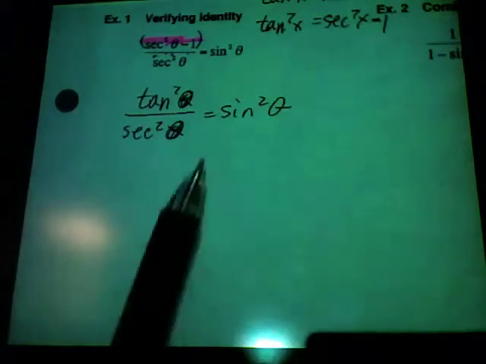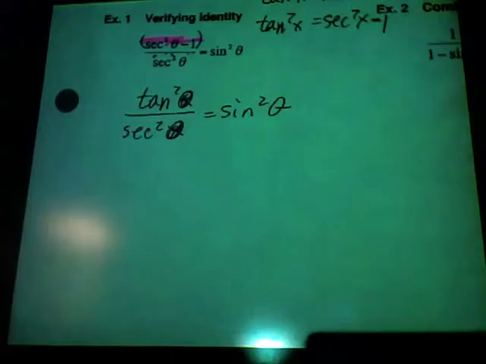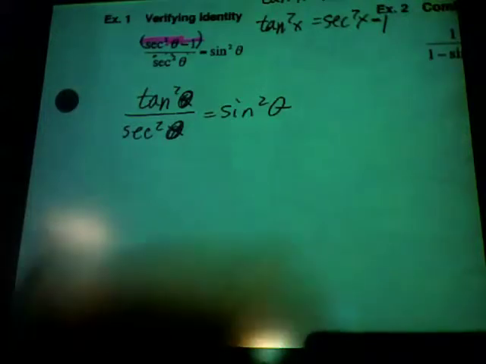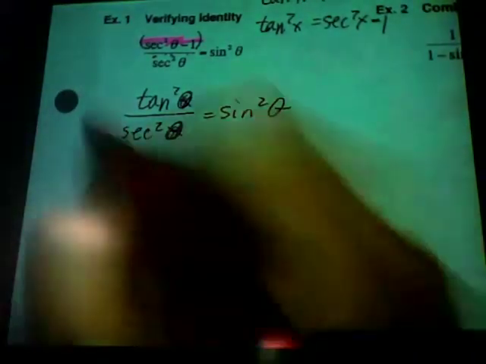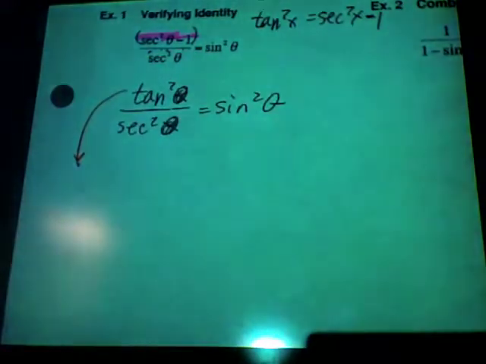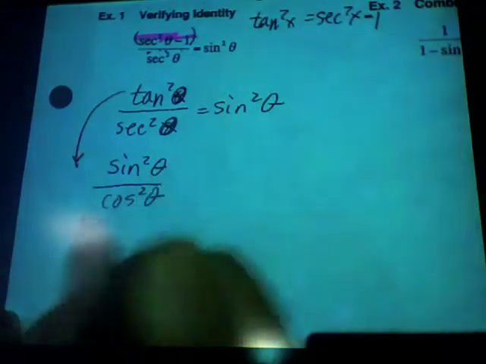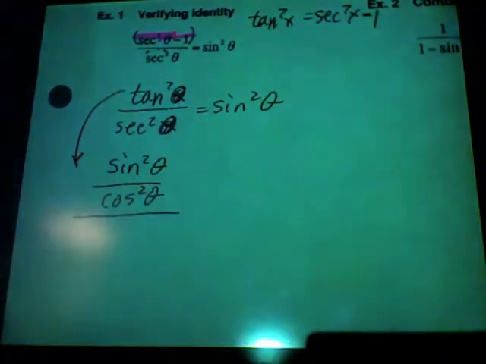All right, so now what can I do? I'm trying to get to a sine, right? Okay. But it's sine squared over cosine. Okay, so we're going to replace tangent as sine squared theta over cosine squared theta over. What am I going to replace secant with?